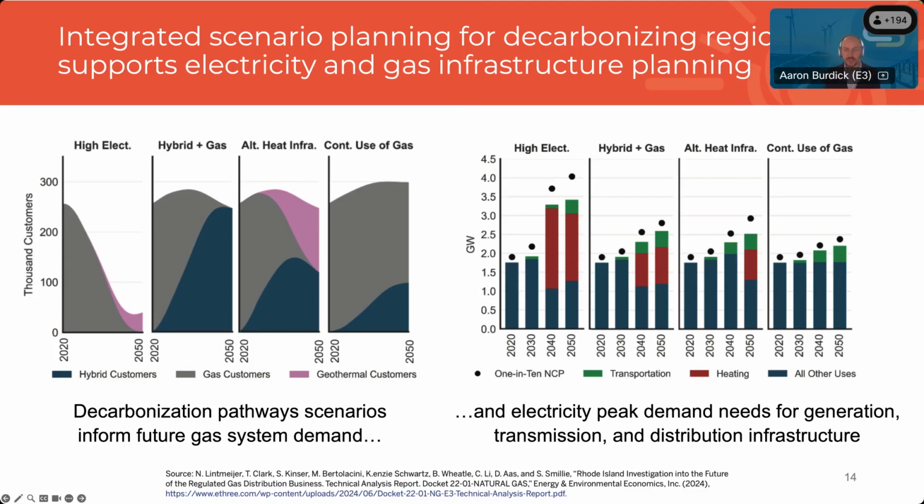And each of these scenarios can then inform electricity system planning. So you see here the peak demand on the right side of the screen with vastly different peaks and the associated impacts on generation, transmission, and distribution infrastructure needs. So this is an example of the type of integrated scenario analysis that can be done coordinating between electricity and other sectors.